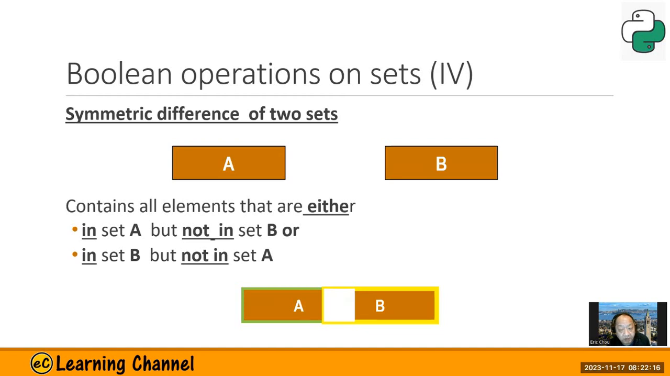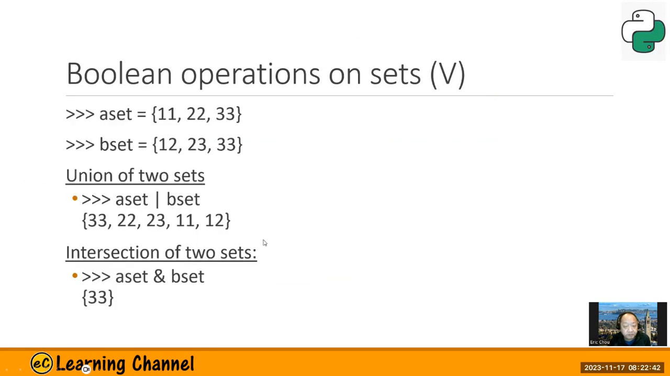Okay, so the symmetric difference of A and B contains all elements that are either in A or in B but not both. So you only collect the data that's in A but not in B, or in B but not in A. That's called the symmetric difference of the two sets, or we use the caret sign. Okay, originally we have A set 1, 1, 2, 2, 3, 3, and B set 1, 1, 2, 2, 1, 2, 2, 3, 3, 3. Then the intersection of the two sets, the common element only 3, 3.